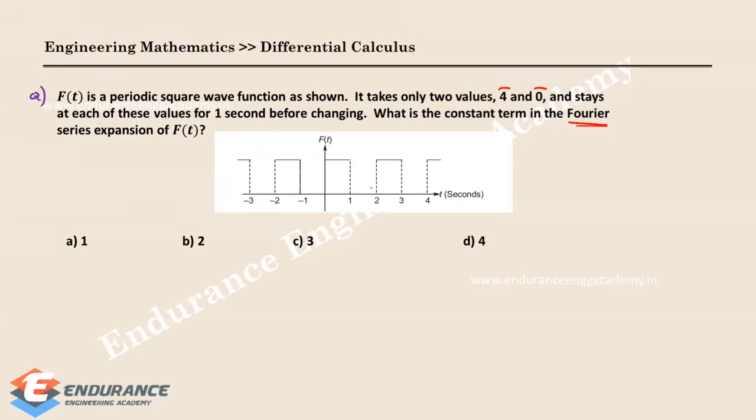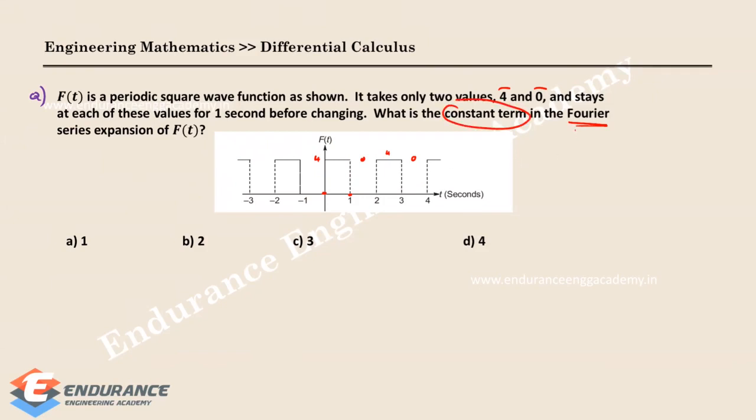When t varies from 0 to 1, my f of t was 4. And when t varies from 1 to 2, my f of t was 0. And when t varies from 2 to 3, my f of t was 4. And when it varies from 3 to 4, my f of t was 0, etc. Similarly, this side also. This is how the function looks. They are asking what is the constant term in the Fourier series expansion.